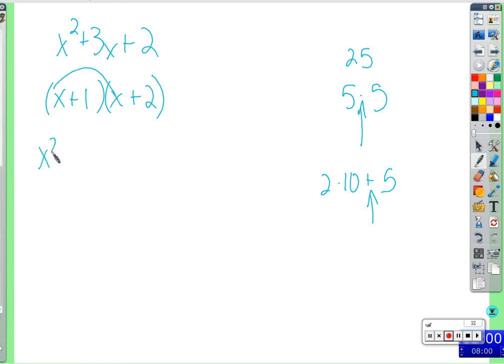X times x is x squared. X times 2 is 2x. 1 times x is 1x. 1 times 2 is 2. And we got our x terms to combine.